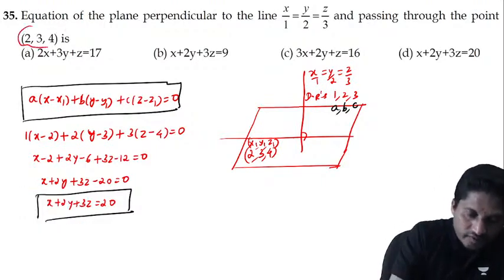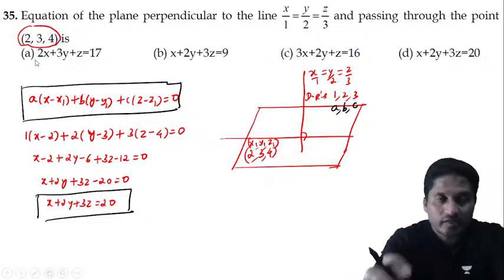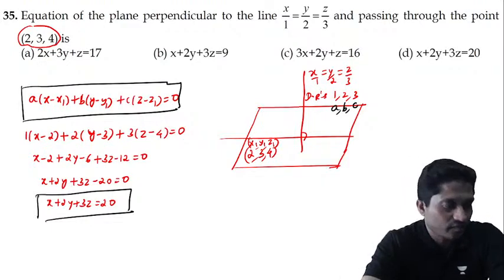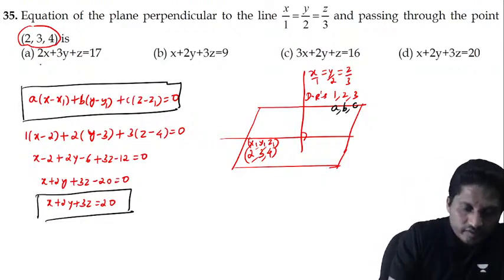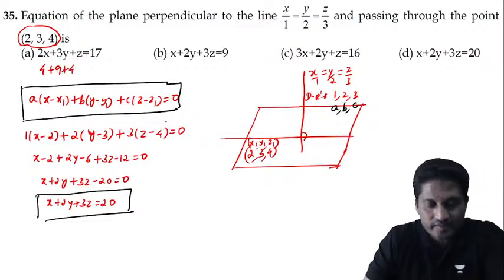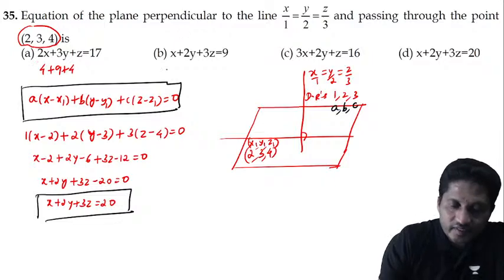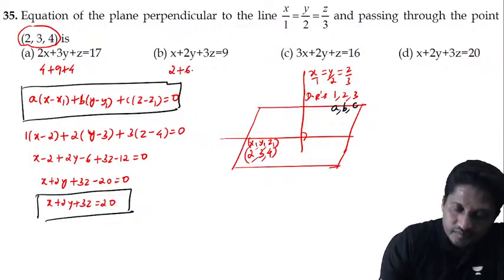If I take this 2, 3, 4 and substitute in the first option, I'm going to put x as 2, y as 3 and z as 4. So this becomes 2 into 3 is 4 plus 9 plus 4. Okay, this will satisfy. Even this will: 4 plus 9 plus 4. Yes, this will satisfy. Again, this will be equal to 2 plus 6 plus 12.